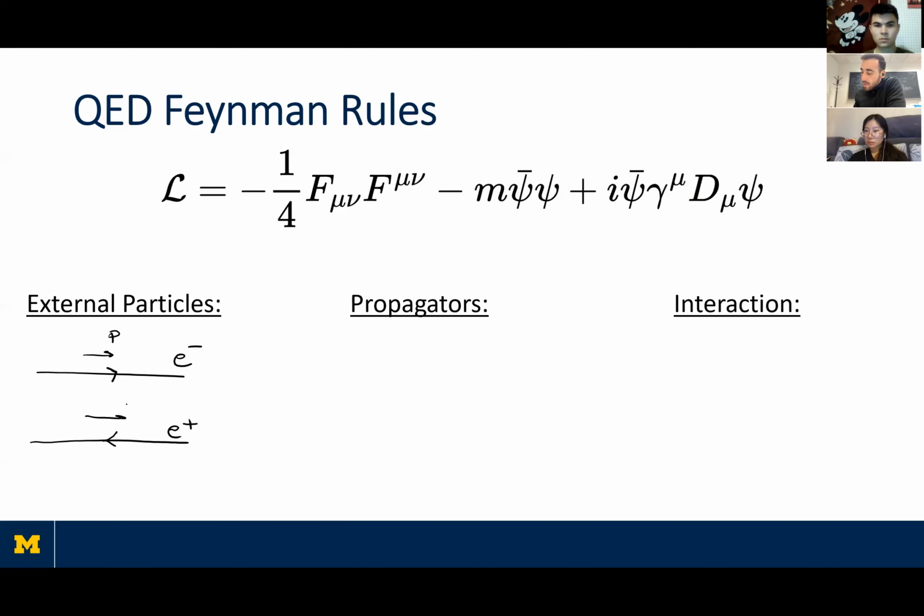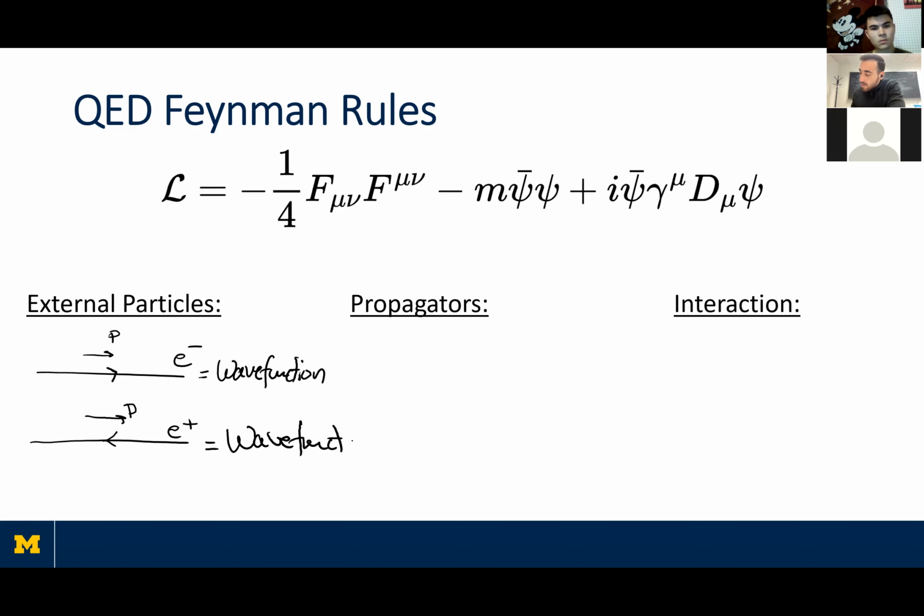but it's still moving to the right with some momentum p. Now, the rule here is that you associate a wave function with external particles. So every time you see a line that's external in a Feynman diagram, it's just a wave function. So here's the same thing, it's a wave function. Okay, for photons, it's slightly different in that the wave function of a photon ends up being the polarization of the photon. And we denote photons by wiggly lines. So you can imagine it's moving to the right with some momentum p.